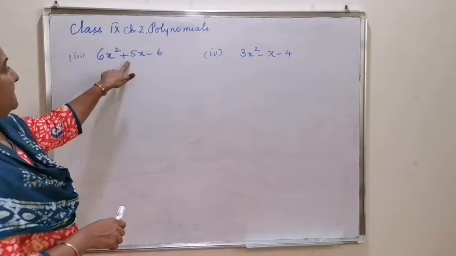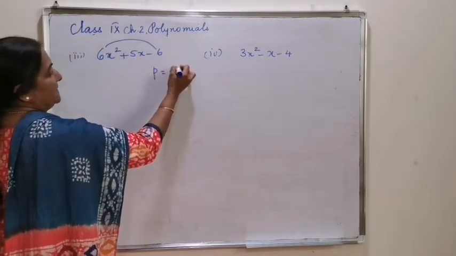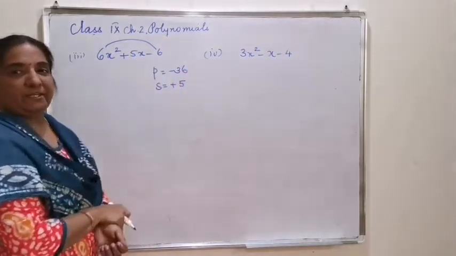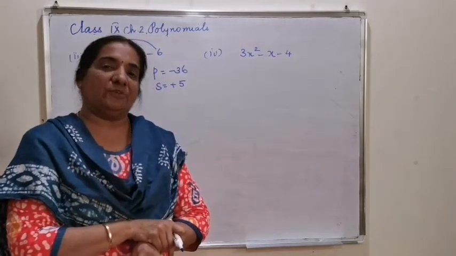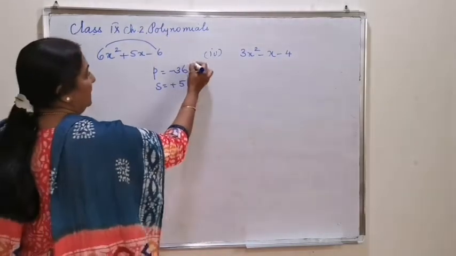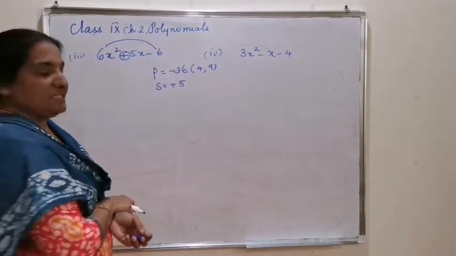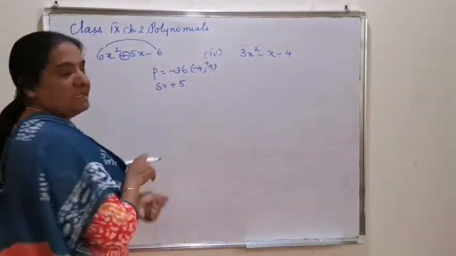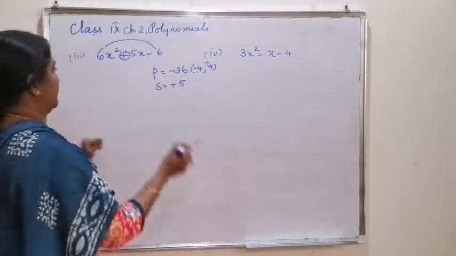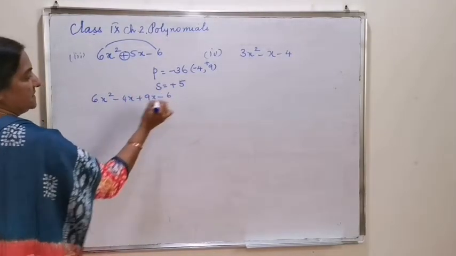6x square plus 5x minus 6. The product is minus 36, sum is plus 5. When the product is negative, the difference of the factors will give you the sum. The factors are 4 and 9. Depending on the sign of the sum, the greater factor gets the positive sign, and the other factor the unlike sign. 6x square minus 4x plus 9x minus 6.